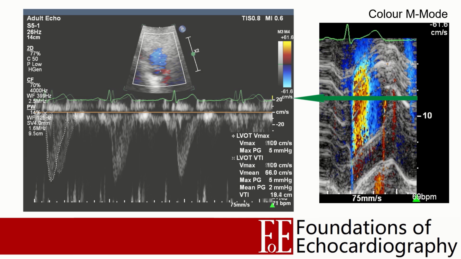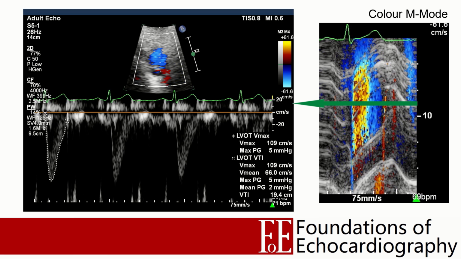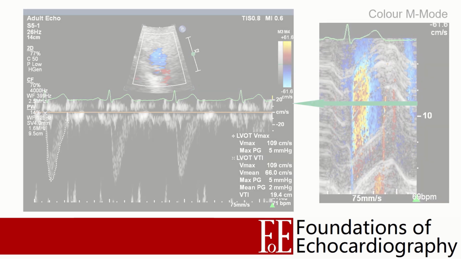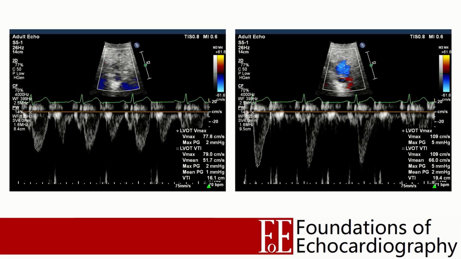Finally, we can advance the sample volume to a depth of 9.5 centimeters, which is just 4 millimeters further, and now the peak velocity has risen to 109 centimeters per second. Our first and third graphs were recorded with the sample volumes placed just around about a centimeter apart, and over the course of that centimeter, the blood has accelerated by 40%.